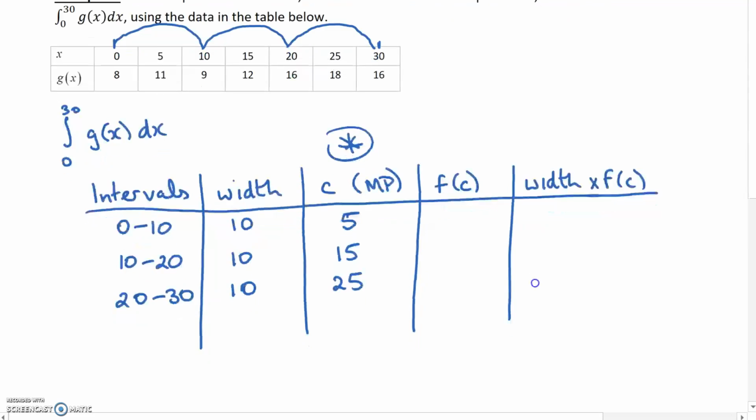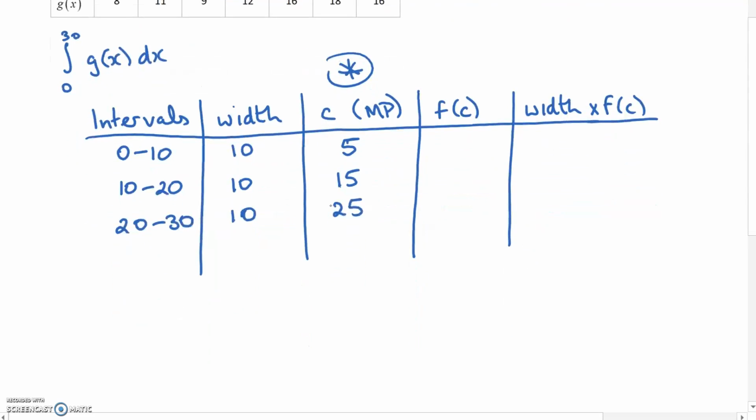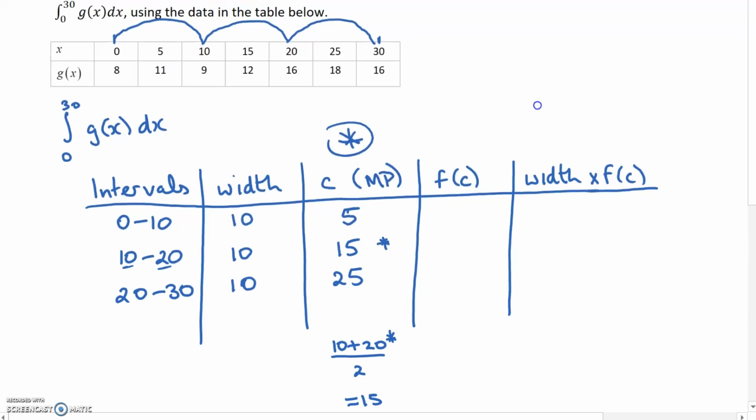Now, those are very simple. But if you're not sure how to do it, what you do is you add. Let's say we take this one. What should it be there? Well, you would add the two numbers on either side of the interval. So you would add the 10 and the 20, 10 plus 20, and you divide by 2. 10 and 20 is 30, divided by 2 is 15. That gives you the number that goes into the C column. So you add the two endpoints of the interval and divide by 2. That'll give you C.